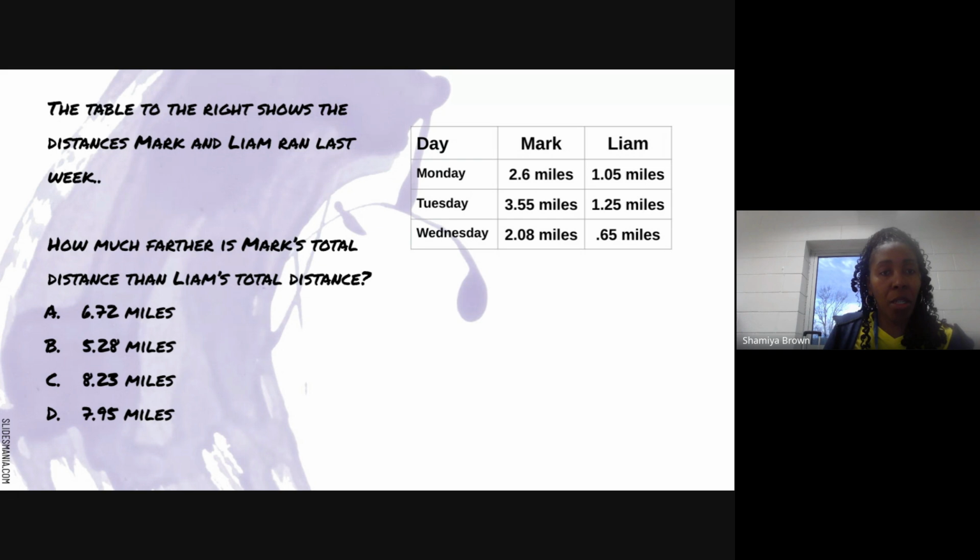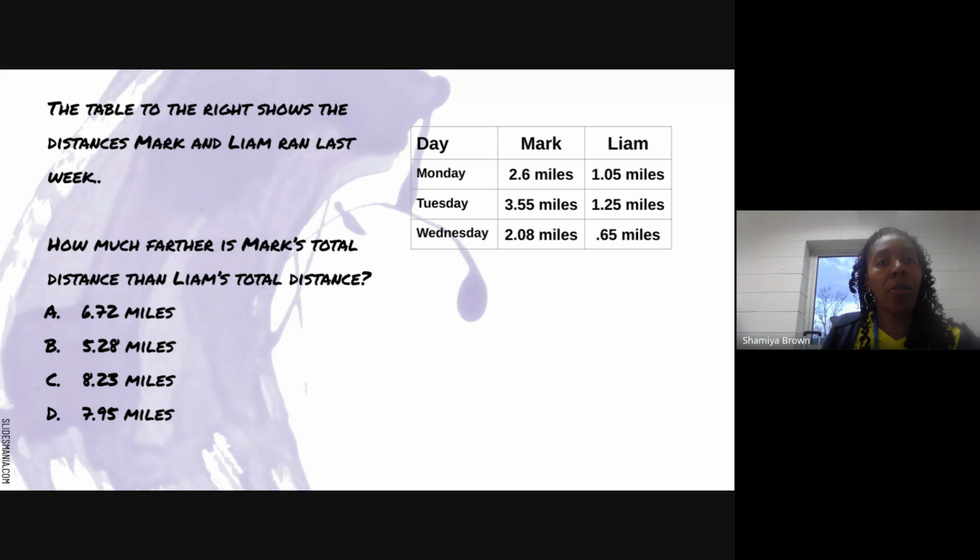So number one, let me see what color will be best. I'll do it in red. Number one says the table to the right. I need to move my picture out of the way. Okay, I need to move it. Okay.